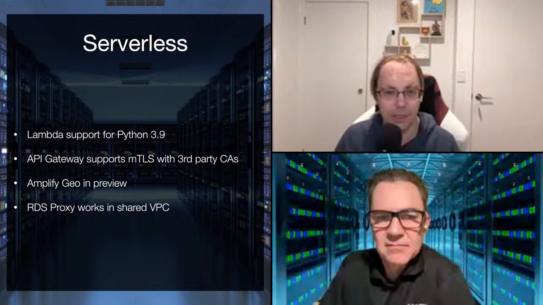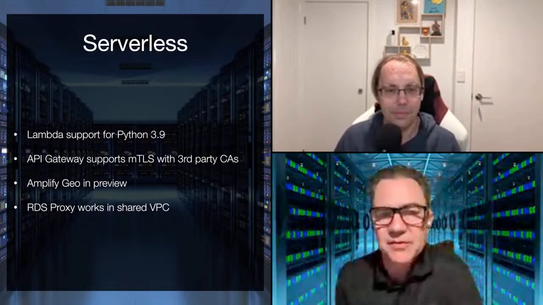And if you use an RDS Proxy, you can now use it with a shared VPC. So, JM, do you want to? Yeah, that was a problem. A lot of my customers use VPC sharing or subnet sharing across multiple accounts, and so they couldn't use that proxy service because it had to be in the owner VPC.